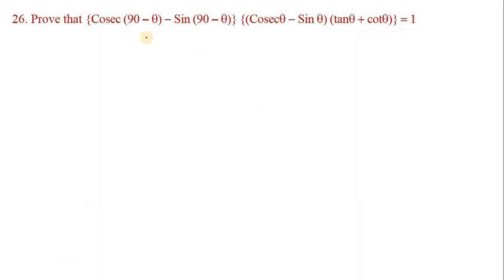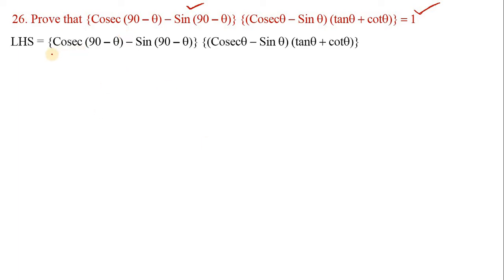Before solving trigonometry problems of this kind, the first thing is you have to identify which side is not simplified. Here the question is given, the answer is also given. So the RHS is simplified. So the LHS is not simplified. Hence consider the LHS and show the RHS. So this is the LHS.